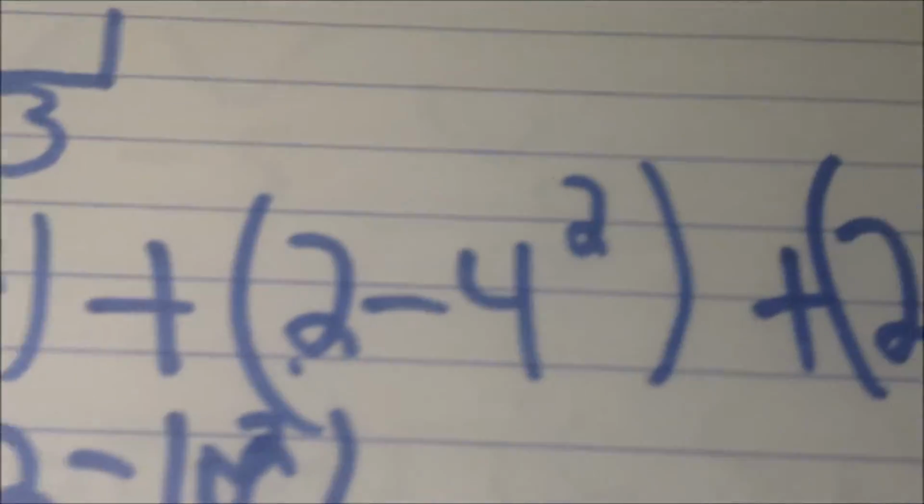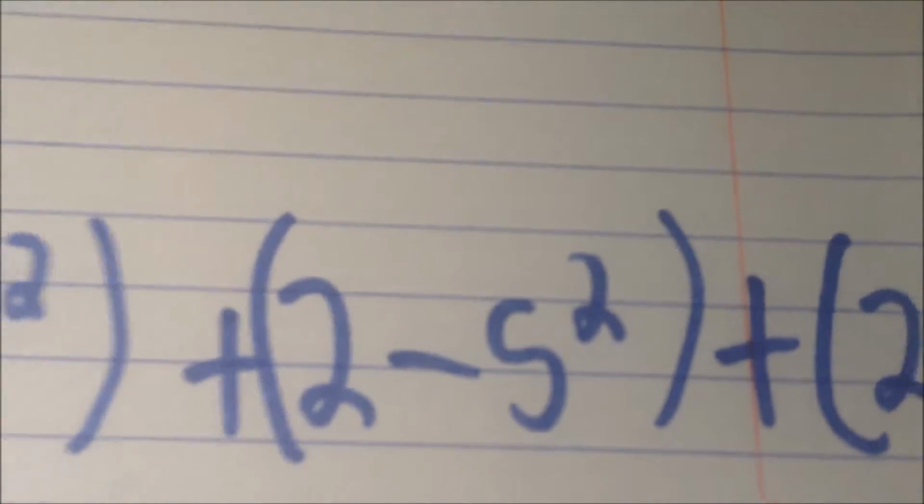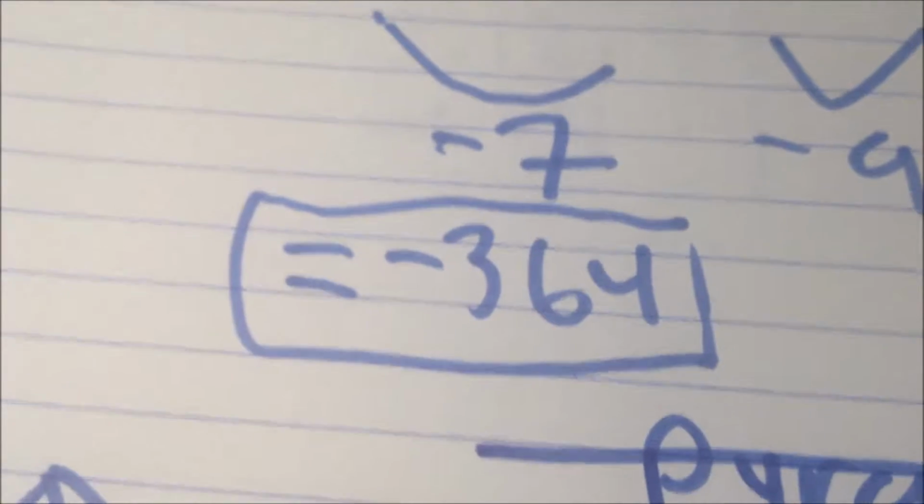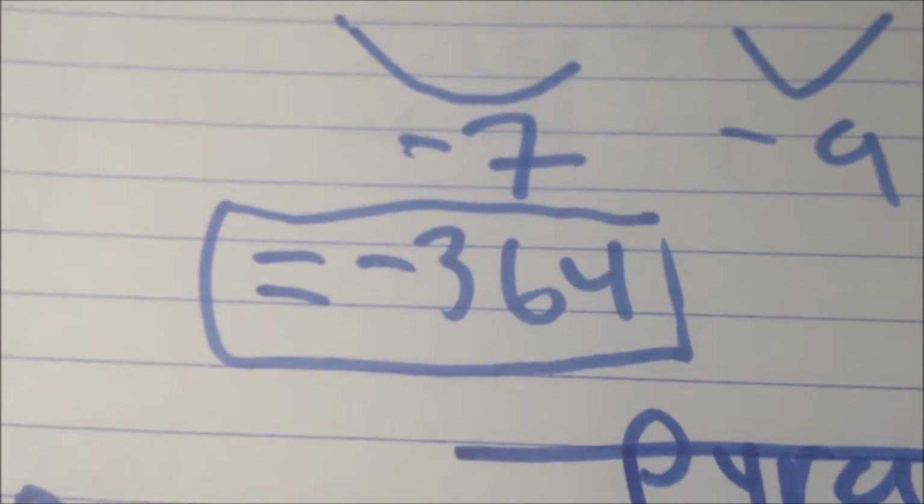So it's 2 minus 3 squared, plus 2 minus 4 squared, plus 2 minus 5 squared, 2 minus 6 squared, and so on and so forth until we get to 2 minus 10 squared, because there's 10 terms. So the final answer would be negative 364 when we do everything.